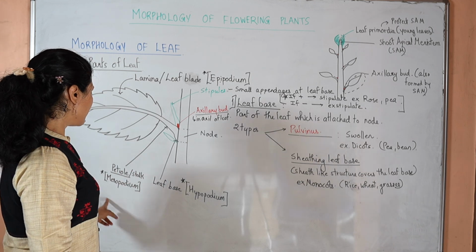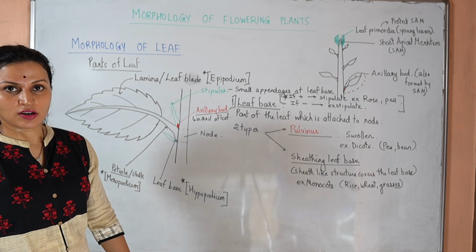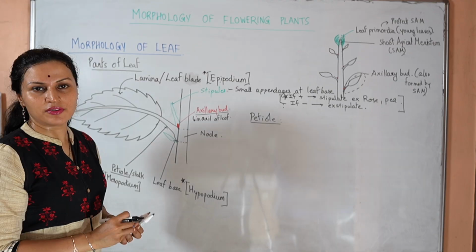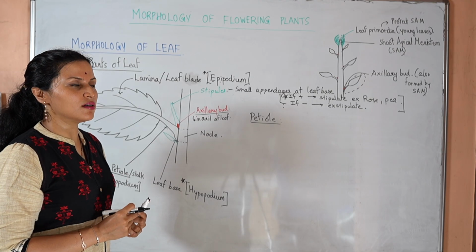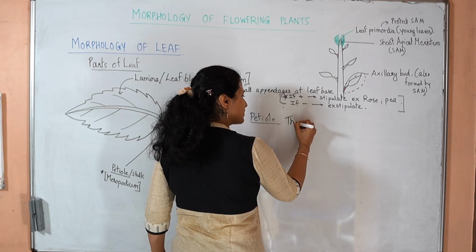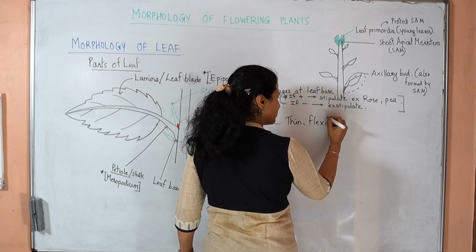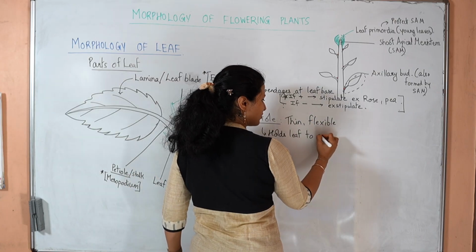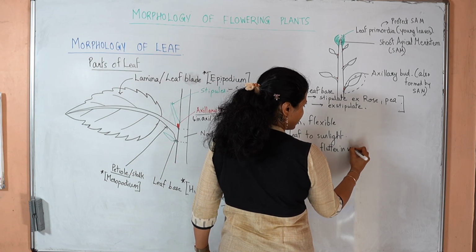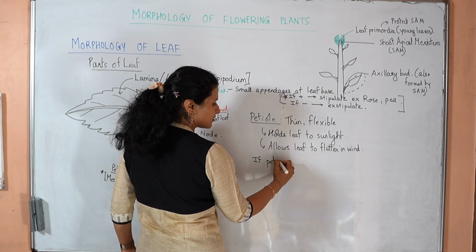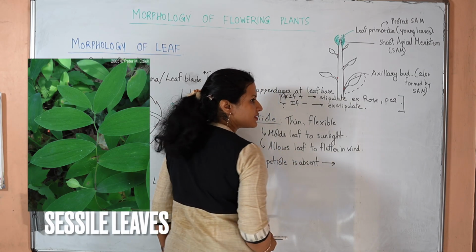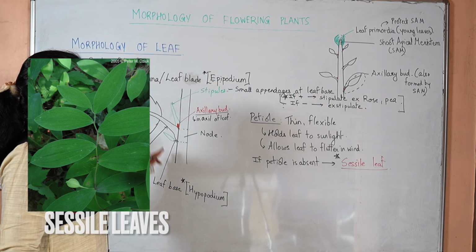Let's move on to the second part of the leaf, that is the petiole or the stalk, also called the mesopodium. Let's write down about the petiole. The petiole will be a structure that will help the leaf expose itself to sunlight. It will allow fluttering in the wind. It's a thin and flexible structure. It holds the leaf to sunlight. It allows the leaf to flutter in wind. Petiole can be absent in certain leaves. If petiole is absent, then the leaf is said to be a sessile leaf. So that was about the petiole.